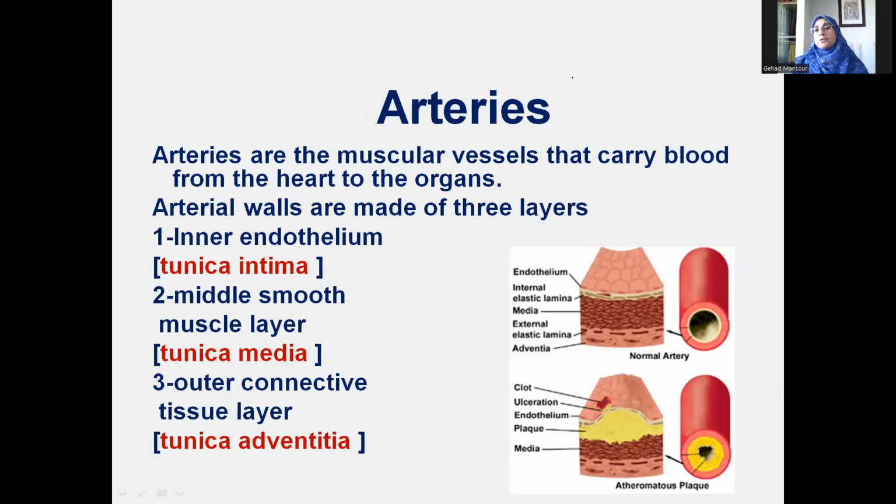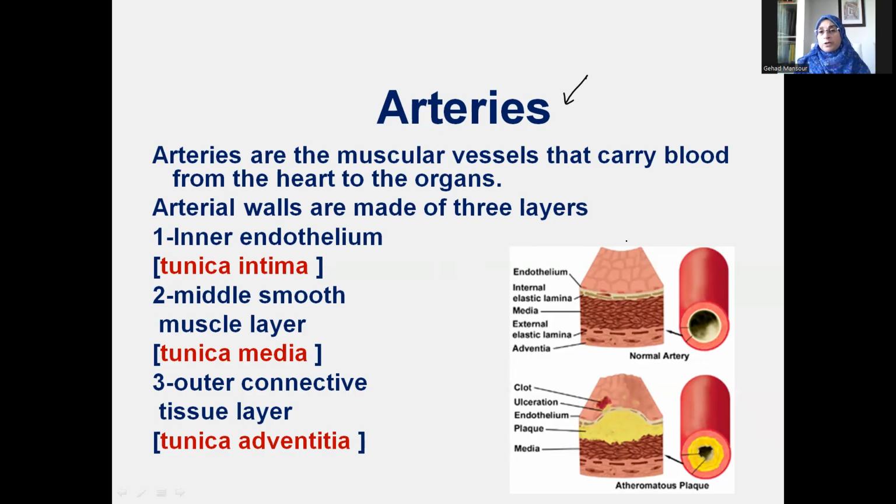Of course, we have discussed the arteries before. We have said that the arteries are the blood vessels that carry blood from the heart to the organs, and that arteries usually contain oxygenated blood in adults except the pulmonary artery, and that the wall of the artery is thicker than the wall of the vein, just because of the presence of a thicker tunica media or middle layer that contains the smooth muscles.